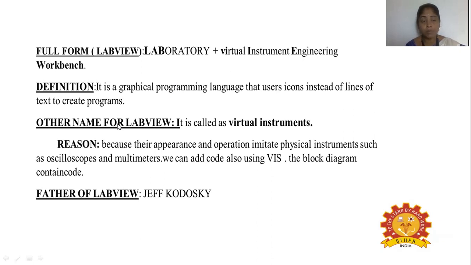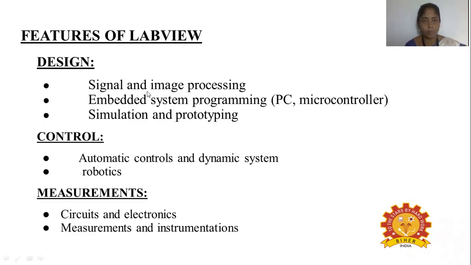What are the other names we can say? The other name is the virtual instrument. Why do we call it an instrument? It maintains your block diagram, which helps to monitor each and every parameter that has to be monitored in the case of physical factors, like the temperature that we have been seeing in the DAS system software. In a simple term, it is a graphical programming language that uses icons instead of lines to create programs.